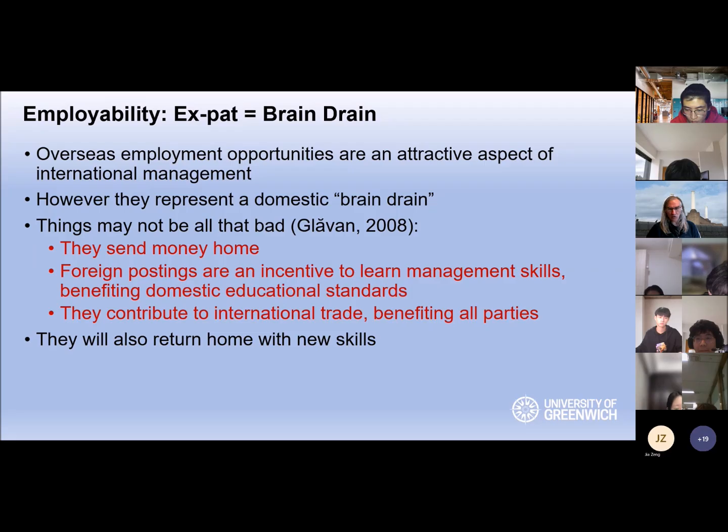And anyway, this is all part of trade. Yes, you send managers from Kenya to America, but as long as you allow a free movement of managers, then you can send American managers to Kenya, and that would benefit Kenya. Eventually, most of these people will return home anyway, and they bring home with them new skills, new experience.